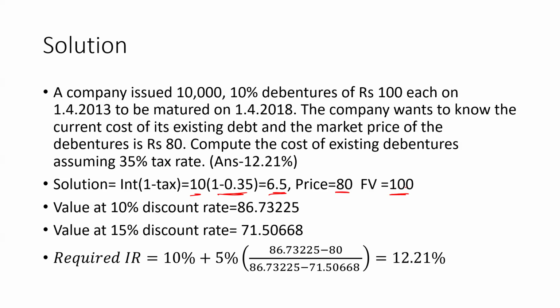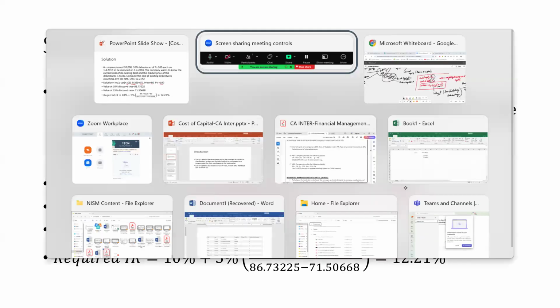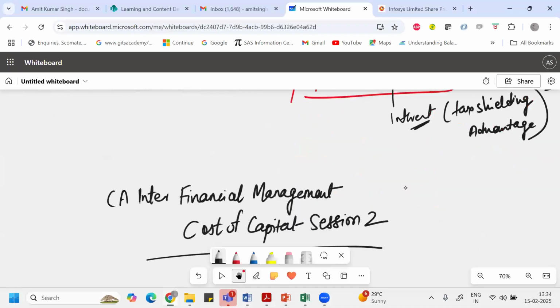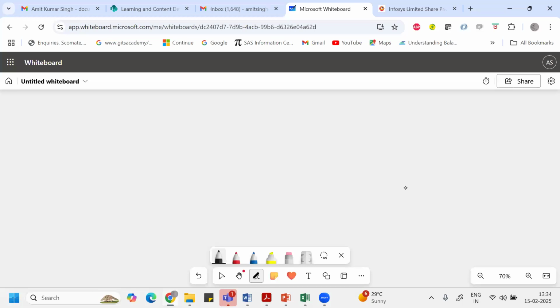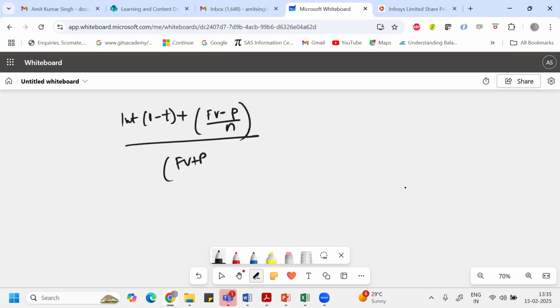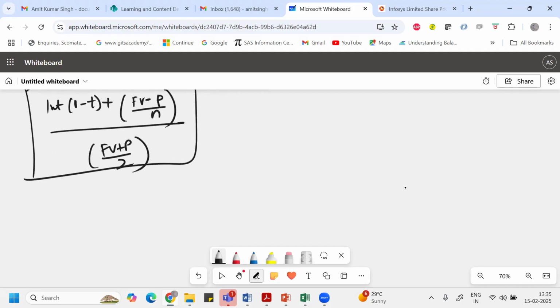Here, if you follow the yield to maturity method, you cannot use the shortcut method. The formula which I told you, interest into 1 minus t plus face value minus price by n, whole divided by face value plus price by 2, is based on approximation. This is not based on the real data. So for doing it with real data, consider the 5 years: 1, 2, 3, 4, 5.